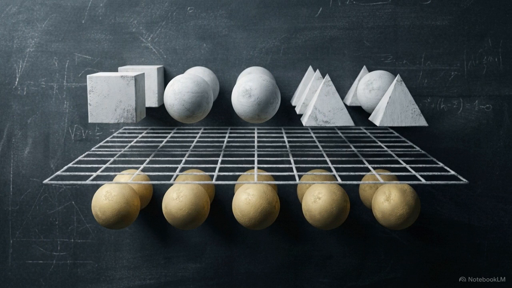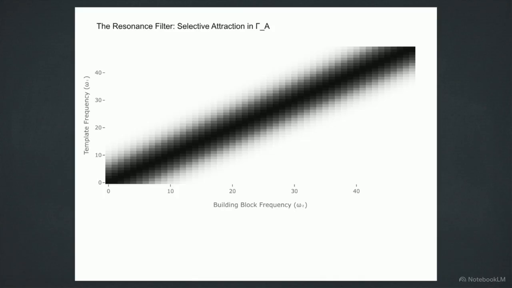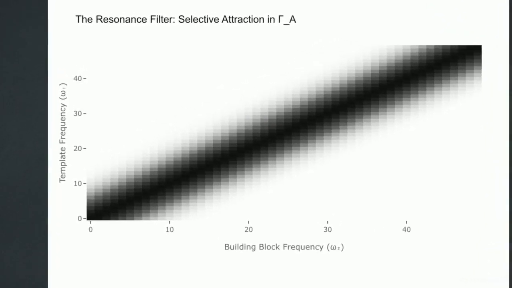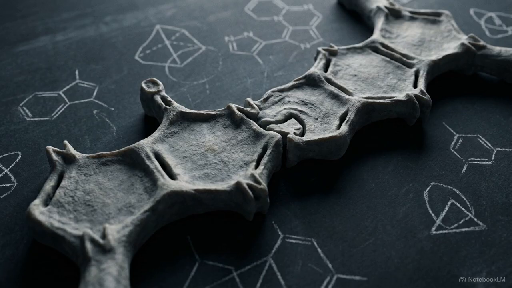Unlike Newtonian gravity, algorithmic gravity is a selective algorithmic vacuum governed by a resonance filter. This resonance filter dictates that the template will only pull in building blocks that vibrate at its exact cadence. This process is described by the Kuramoto model for phase locking among coupled oscillators. When the coupling between the template and the environment exceeds a critical threshold, the building blocks are forced to vibrate in unison. This synchronization is what creates the sequence specificity of DNA and RNA.